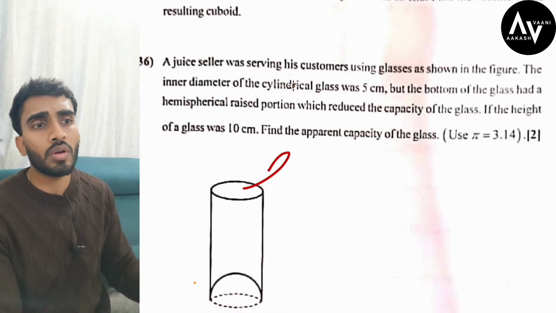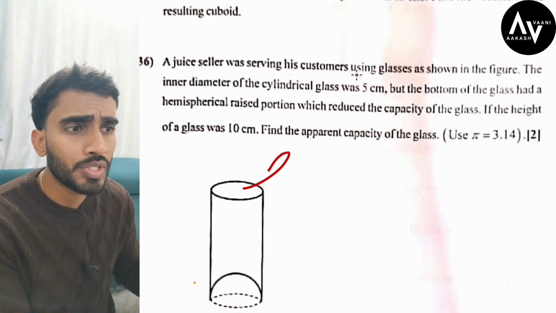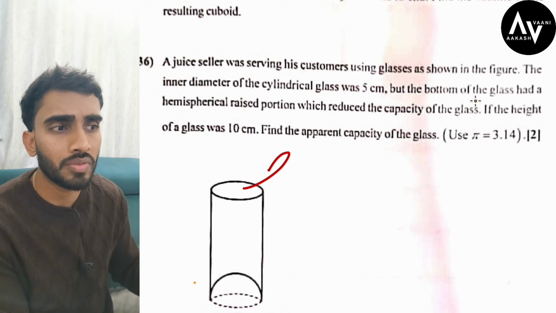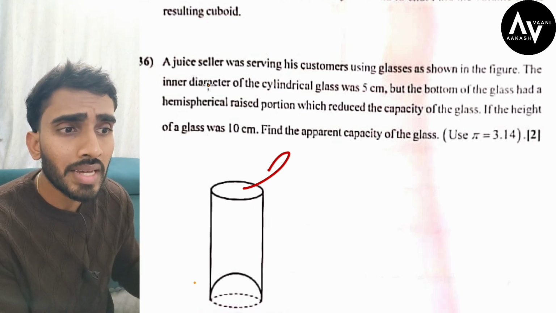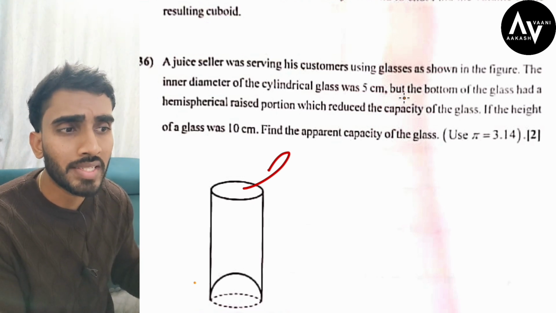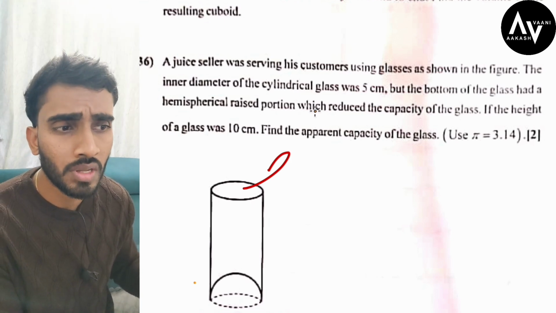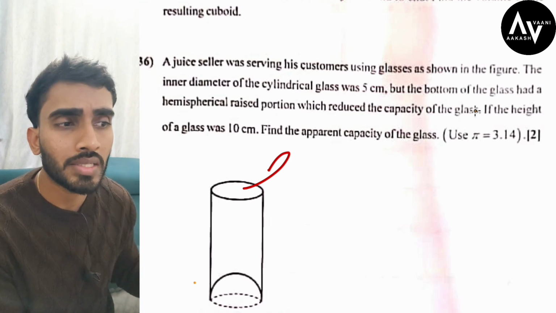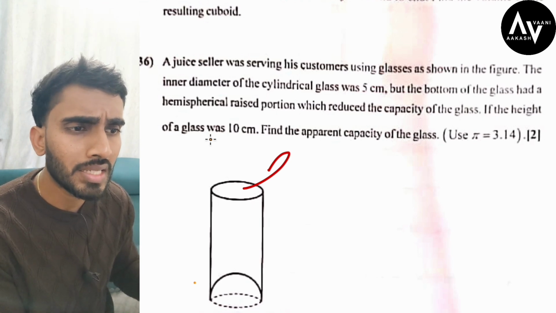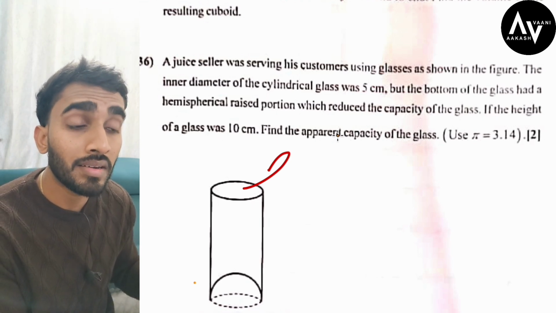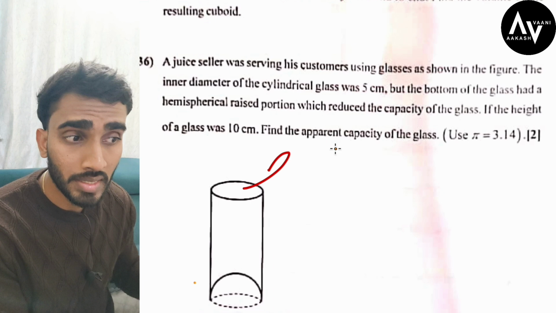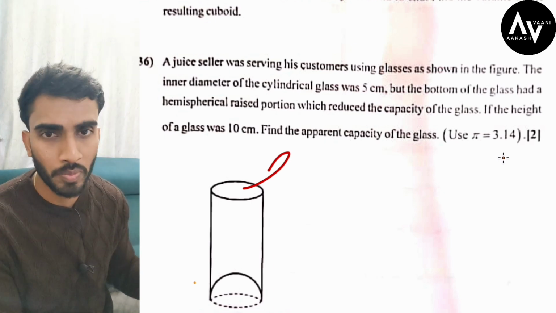A juice seller was serving his customers using glasses as shown in the figure. The inner diameter of the cylindrical glass was 5 centimeter, but the bottom of the glass had a hemispherical raised portion which reduced the capacity of the glass. If the height of the glass was 10 centimeter, find the apparent capacity of the glass. Use pi equal to 3.14.